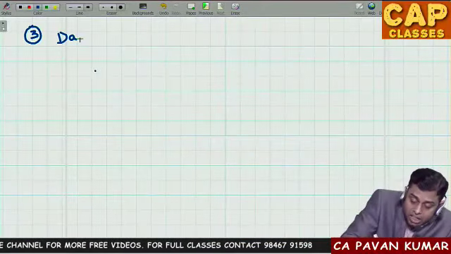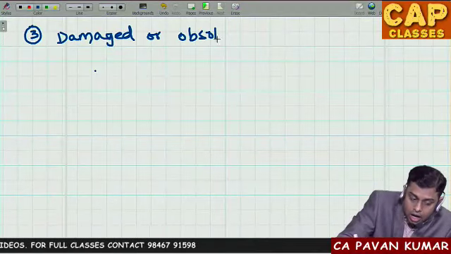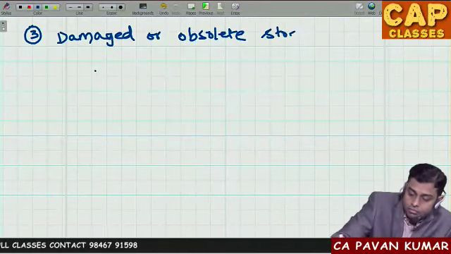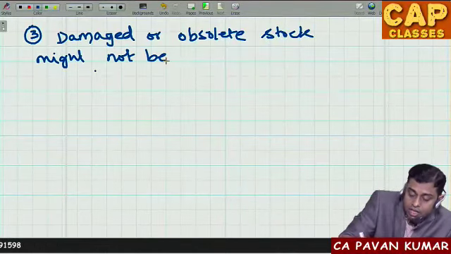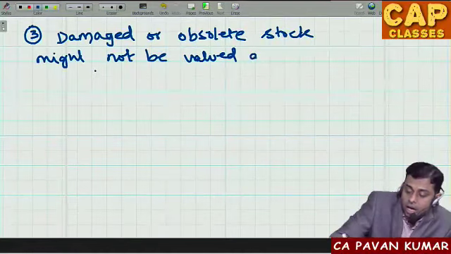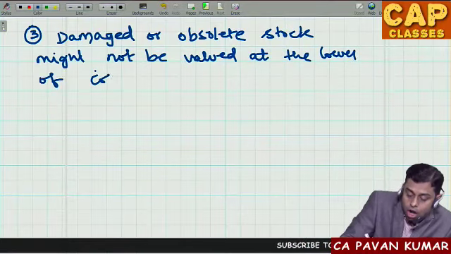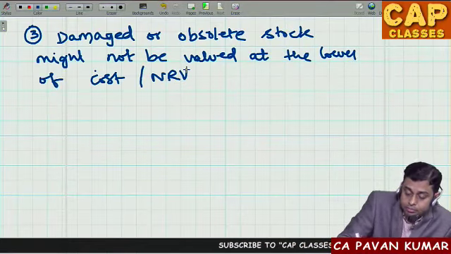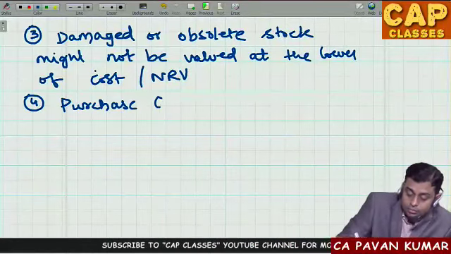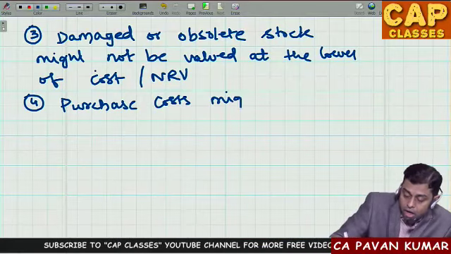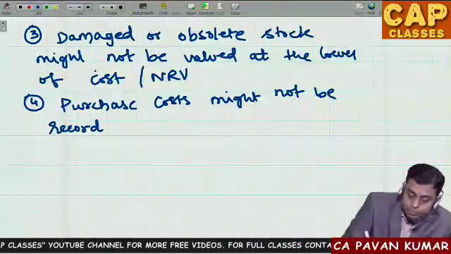Third, damaged or obsolete stock might not be valued at the lower of cost or NRV. Fourth, purchase costs might not be recorded accurately.